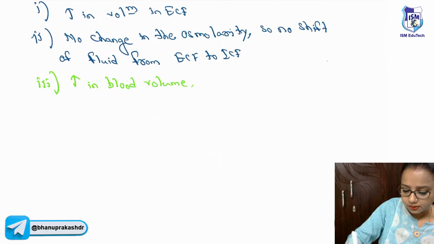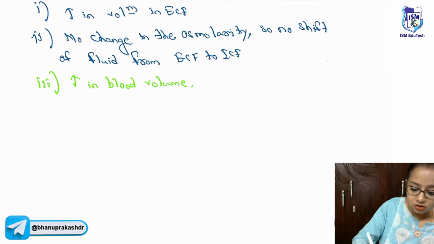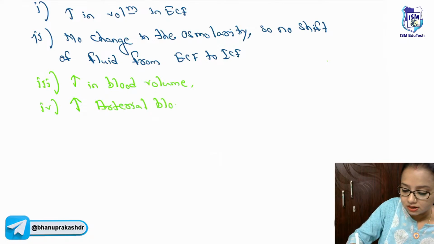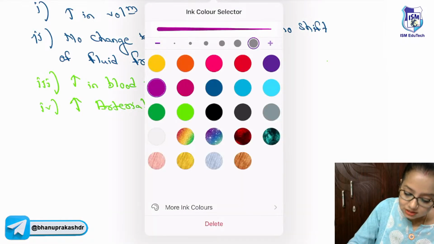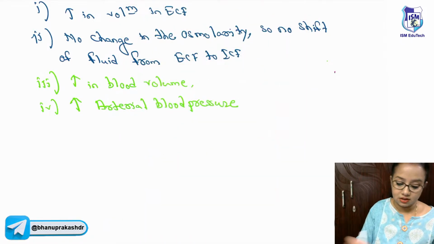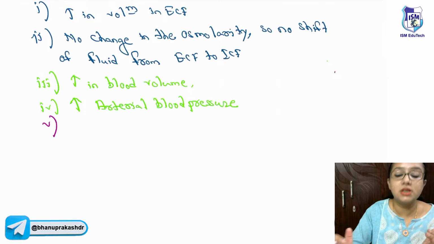So anything that causes an increase in the blood volume, what will it cause? It will increase the arterial blood pressure. Okay, there will be an increase in the arterial blood pressure. Another thing that will happen is, see, when the liquid portion in the blood increases.